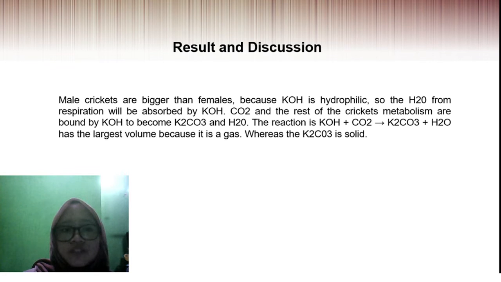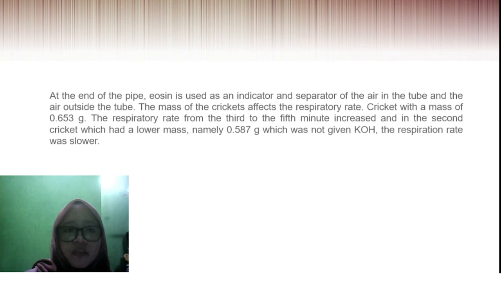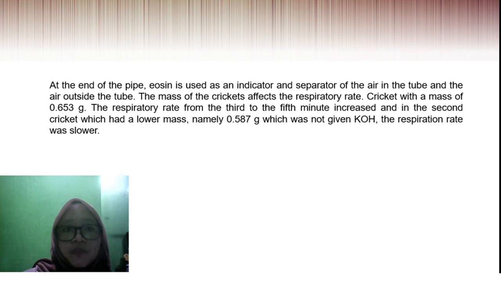Carbon dioxide has the largest volume because it is a gas, whereas the potash is solid. As a result, the carbon dioxide in the tube filled with cricket will decrease because the carbon dioxide is bound in potash or K2CO3. At the end of the pipe, eosin is used as an indicator and separator of the air in the tube and the air outside the tube.